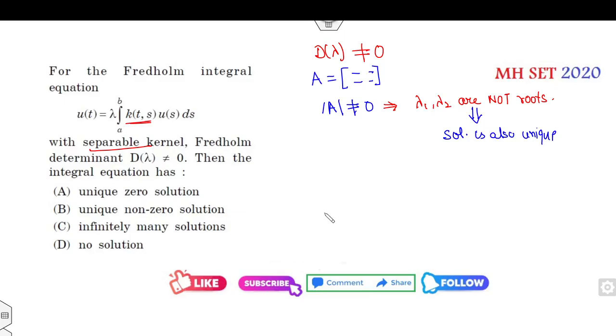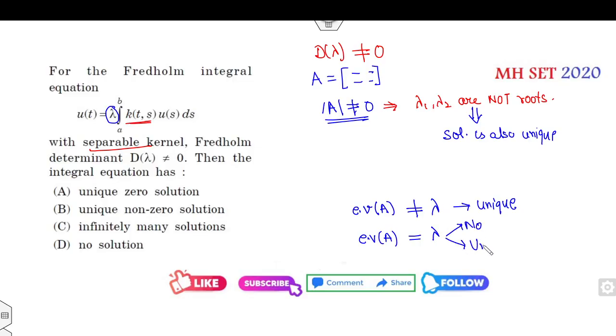Fine. Let me give you one more tip. Whenever the eigenvalues of the matrix A are not equal to the given lambda, then we always get the unique solution. And whenever the eigenvalues of A are equal to lambda, then we have either no solution, or a unique solution, or infinitely many solutions.